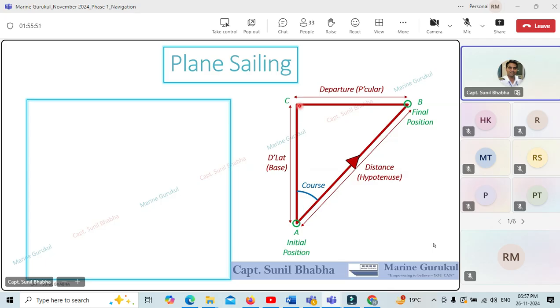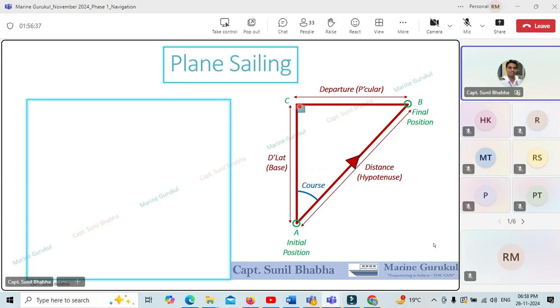Also the side A to C, which gives us the D-lat between the two positions, is also measured on the latitude scale. So the third side also has to be measured on the latitude scale itself. So Bravo to Charlie is not measured on the longitude scale, but on the latitude scale itself. When measured on the latitude scale, this gives us the departure between the two positions. The longitude scale and the latitude scale on a Mercator chart are not the same. They have different dimensions. So remember that in plane sailing, for all the three sides, we use the latitude scale.